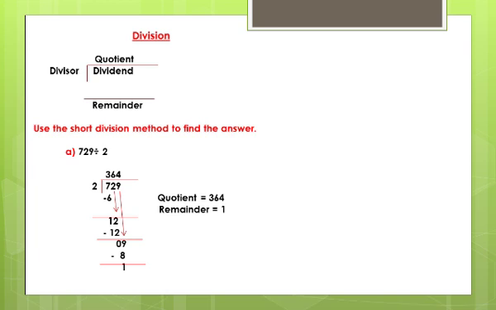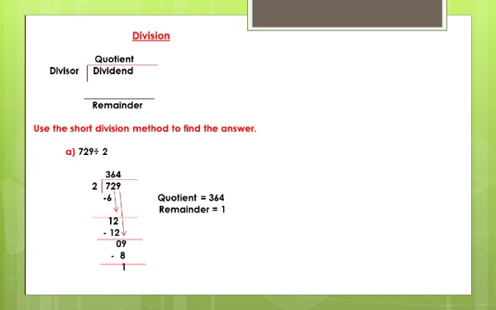Look for a number which multiplies by 2 to give us 7, as there is no exact fit. But we notice 3 times 2 is 6. 6 is smaller than 7. So we can write 3 in the quotient and write 6 down. Then our next step is to subtract this 6 from 7. So 7 minus 6 is 1. Bring down the next digit of the dividend. So our number will be 12.